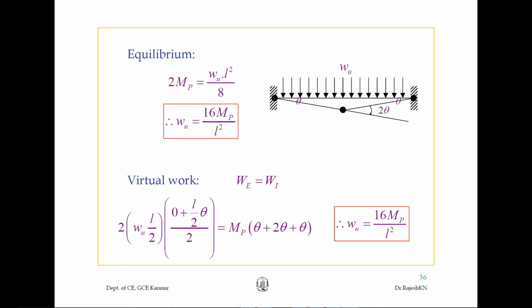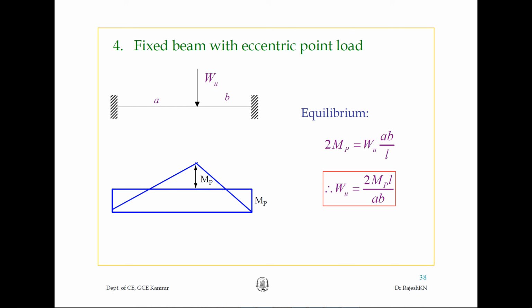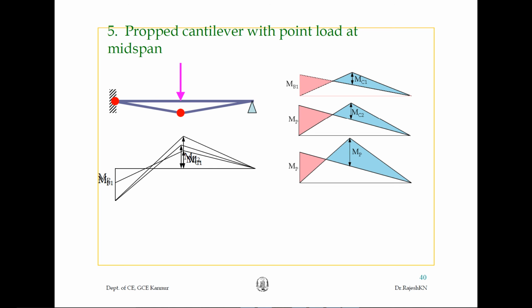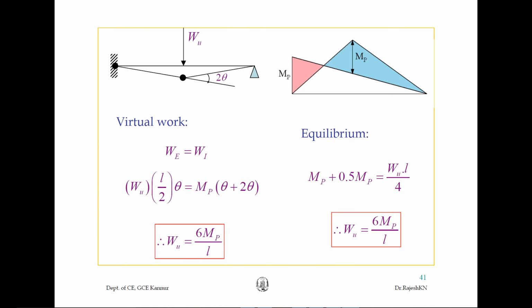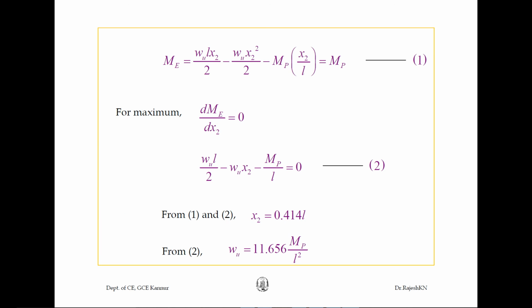Correspondingly we'll find for the fixed beam with UDL a collapse load value of 16 MP by L square. Similarly, fixed beam with point load will give 8 MP by L. Similarly, fixed beam with eccentric point load will give 2 MP by L into A into B, where A and B are the distances of the load. Okay, virtual work gives 2 MP by L into AB. Propped cantilever with point load at midspan will give WU as 6 MP by L.